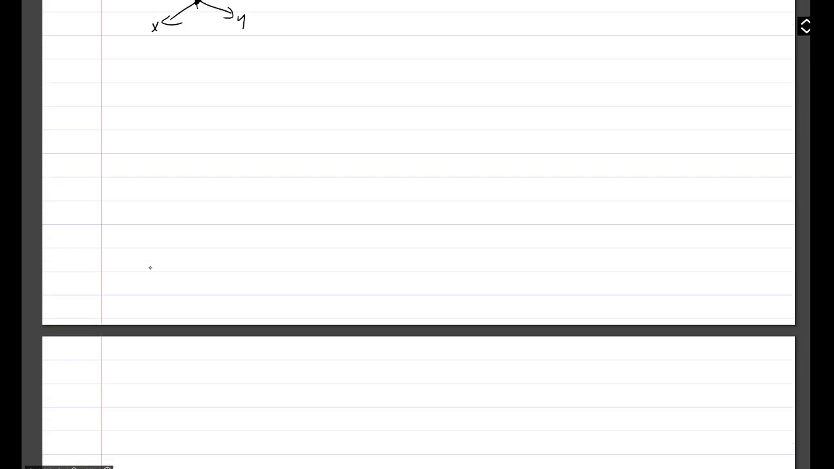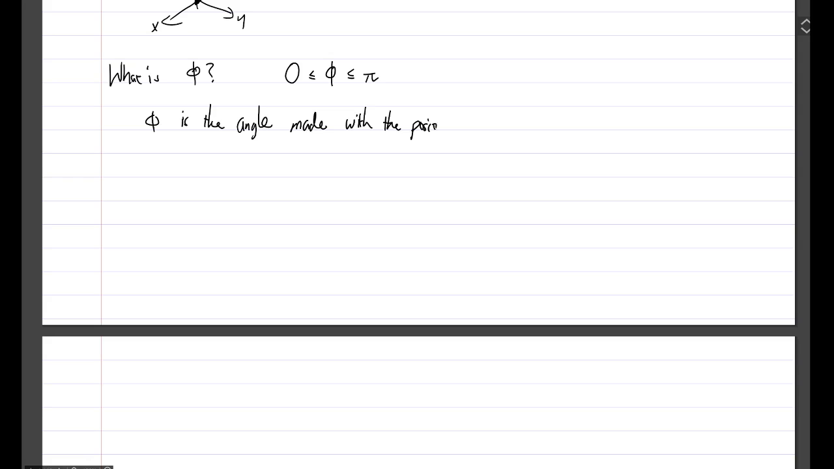Now, let's talk about there's one more spherical coordinate. So what is phi? So just quick punchline matter is that phi will be between 0 and pi radians. And yeah, well, phi is an angle. Phi is, in fact, the angle made with the positive z-axis. Okay, what do I mean by this?